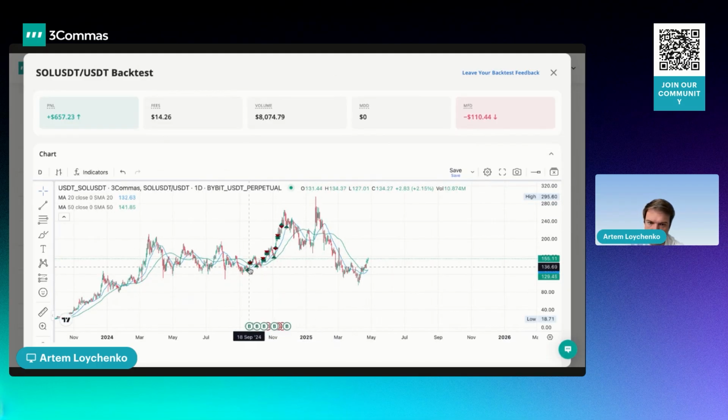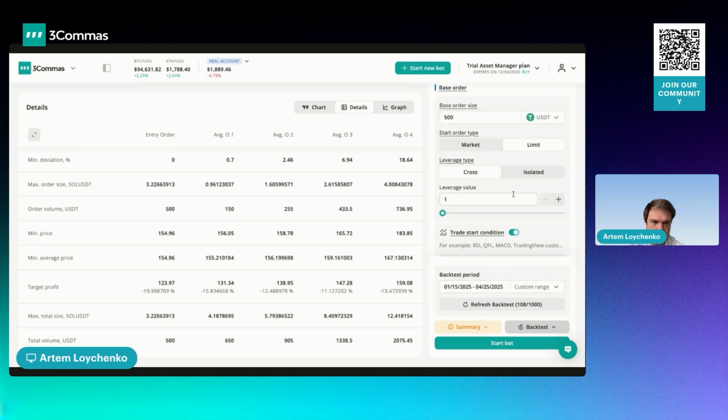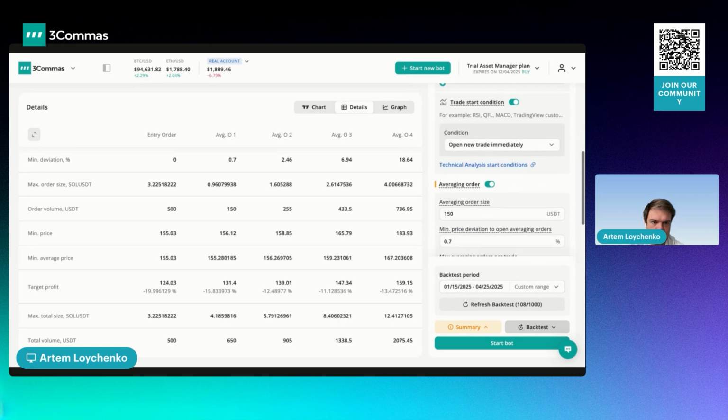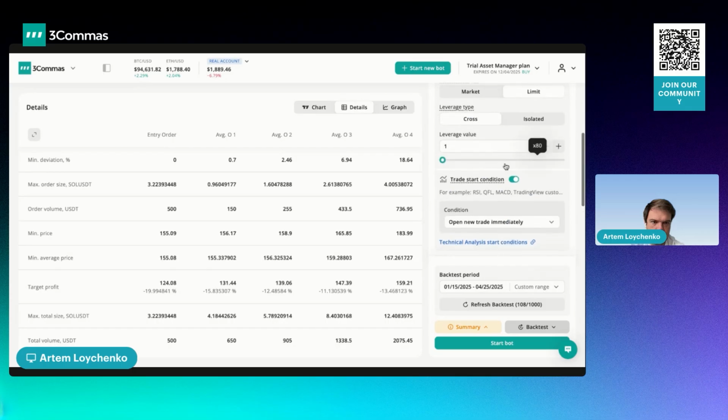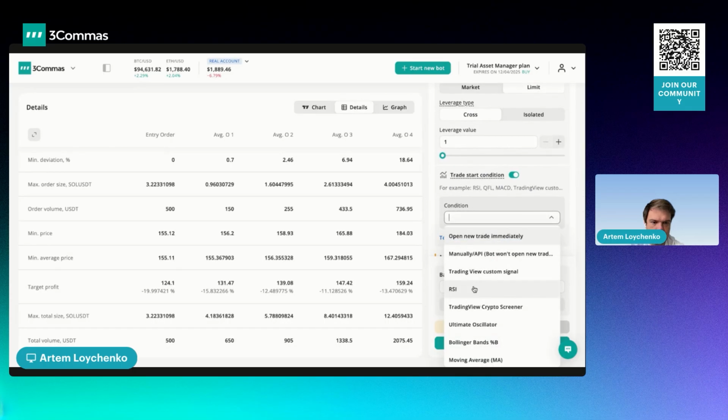So let's try to get this configuration, mirror it into a short trade, and see if we can go short with the strategy from January back to the latest date. Just see how it goes. I decided it would be the middle of January until today. All right. My base order was opened immediately. No, it wasn't opened immediately. Actually, it was RSI.